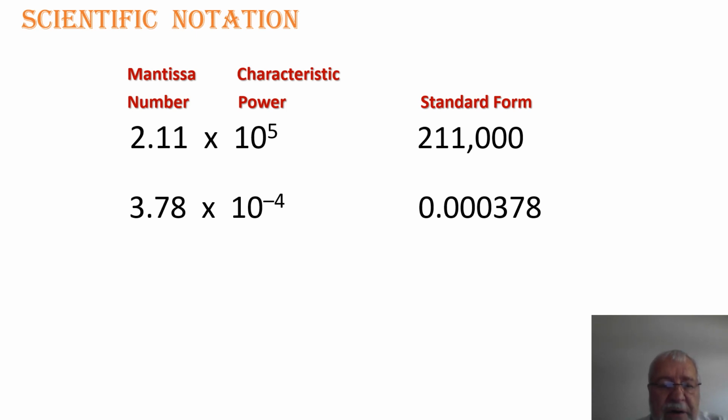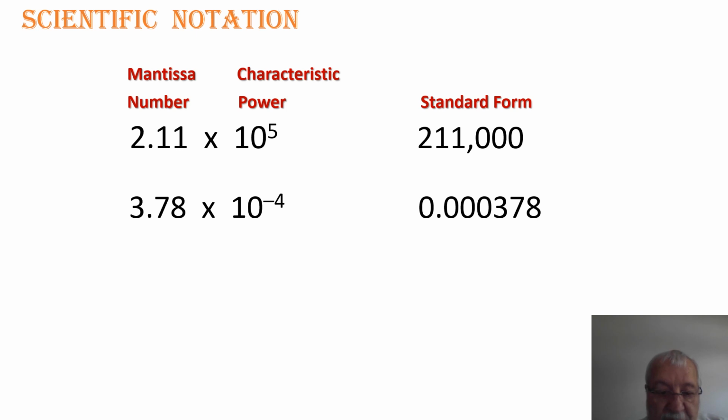Scientific notation takes a standard form number and puts it into two parts: a mantissa, or number that is between 1 and less than 10, so it's a single digit in the ones column, and a multiple of some power of 10, and that power is called the characteristic.